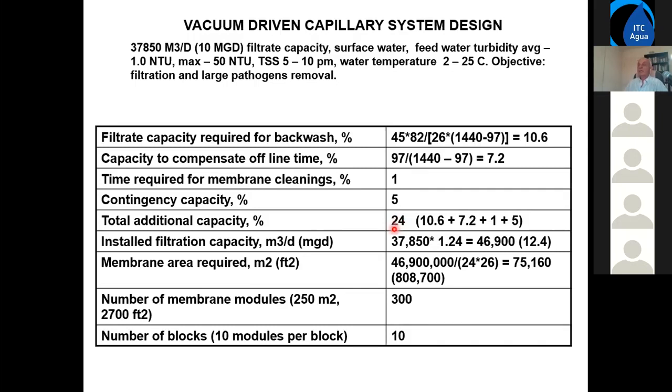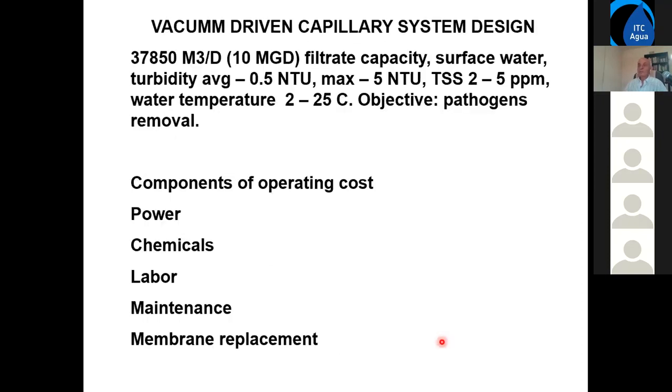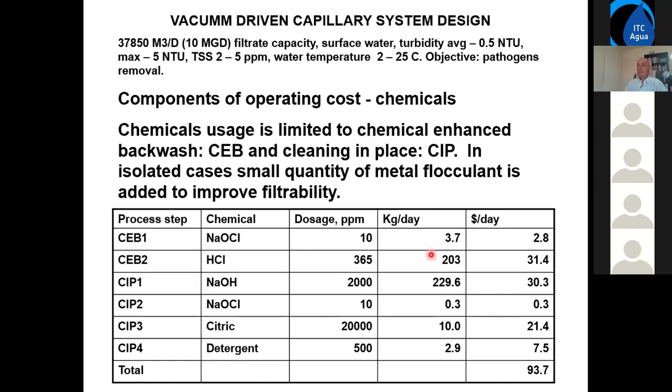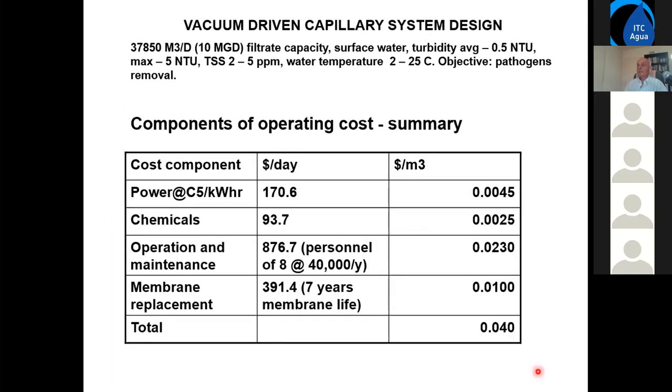So in this case, we'll have 300 modules and will make the number of blocks 10. Again, like in the pressure driven, we'll have N plus two for the system. And the component operating costs are the same as in the pressure driven. So again, we calculate the energy. Energy comes a little lower because we operate at lower vacuum pressure. And the chemicals also are a little less than previously, but it very much depends on the provider. But nevertheless, okay.